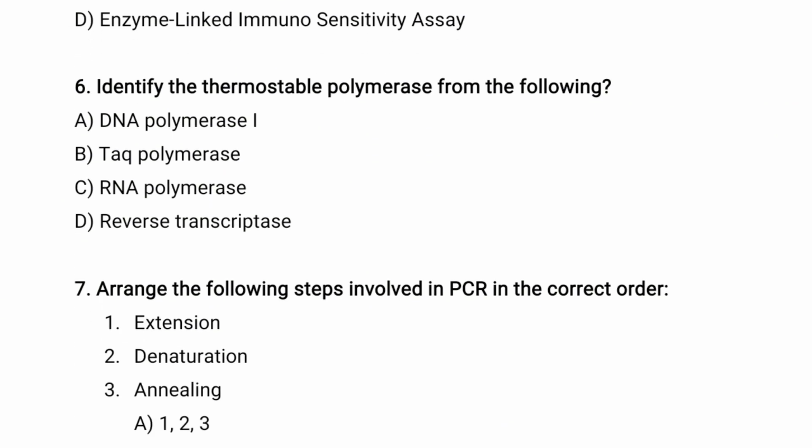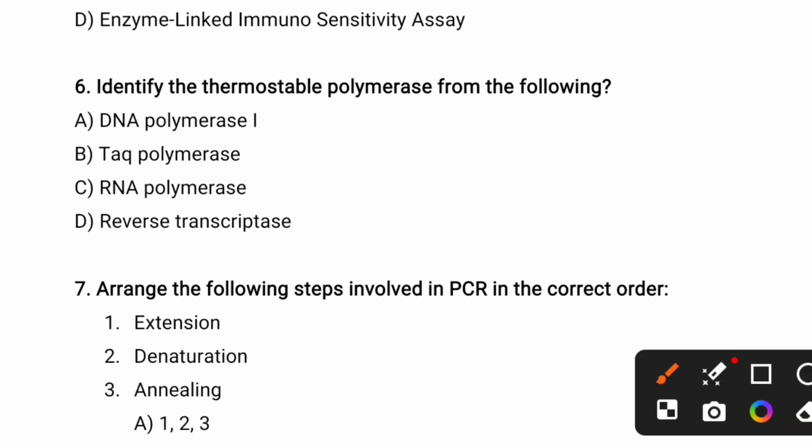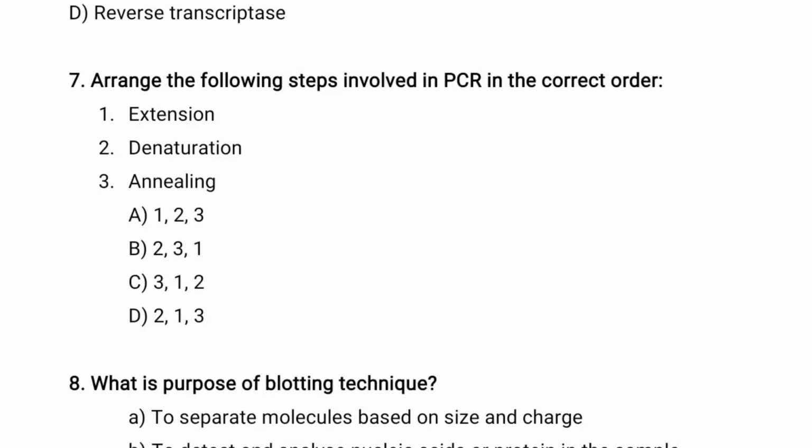Identify the thermostable polymerase from the following. Options are DNA polymerase 1, Taq polymerase, RNA polymerase, reverse transcriptase. For this, the correct answer is Taq polymerase, a thermostable polymerase which is isolated from Thermus aquaticus bacteria. Let's see the next question.